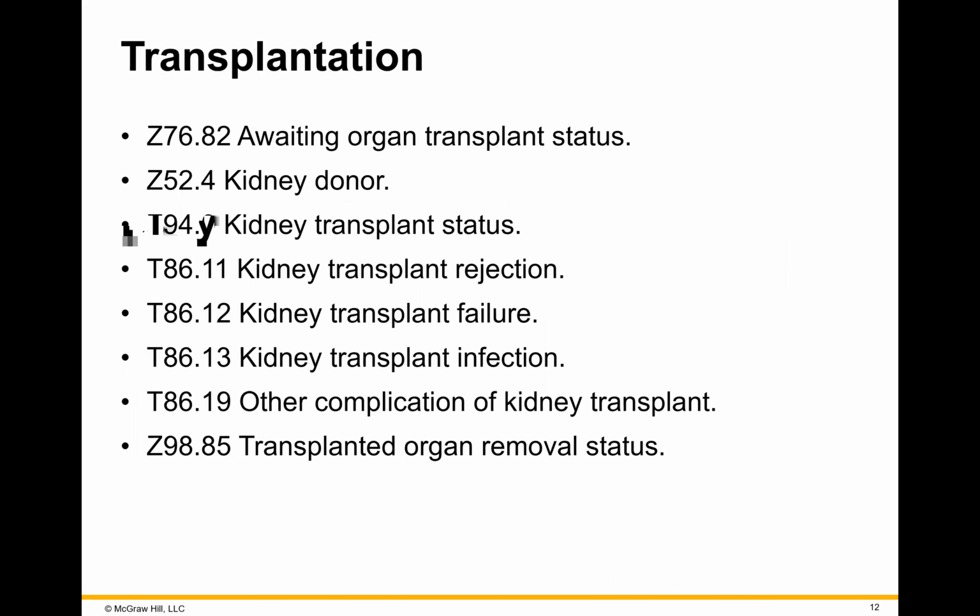Transplantation, again, when we talk about coding things, we want to code anything that, even if the patient's here for something else, may affect the care, evaluation, and management of the patient. This would include such things as transplant status, being a kidney donor, kidney transplant rejection, which is an effect that we talked about. So it gets coded out of the T86.11, 12, and 13. All these things that can go wrong with them, complications, and so on.